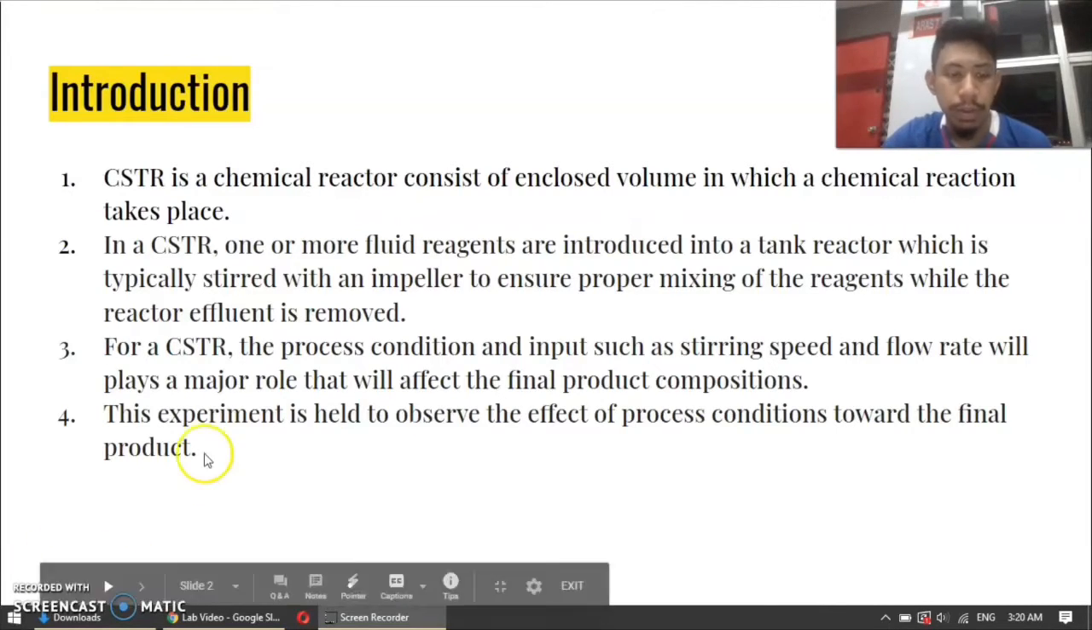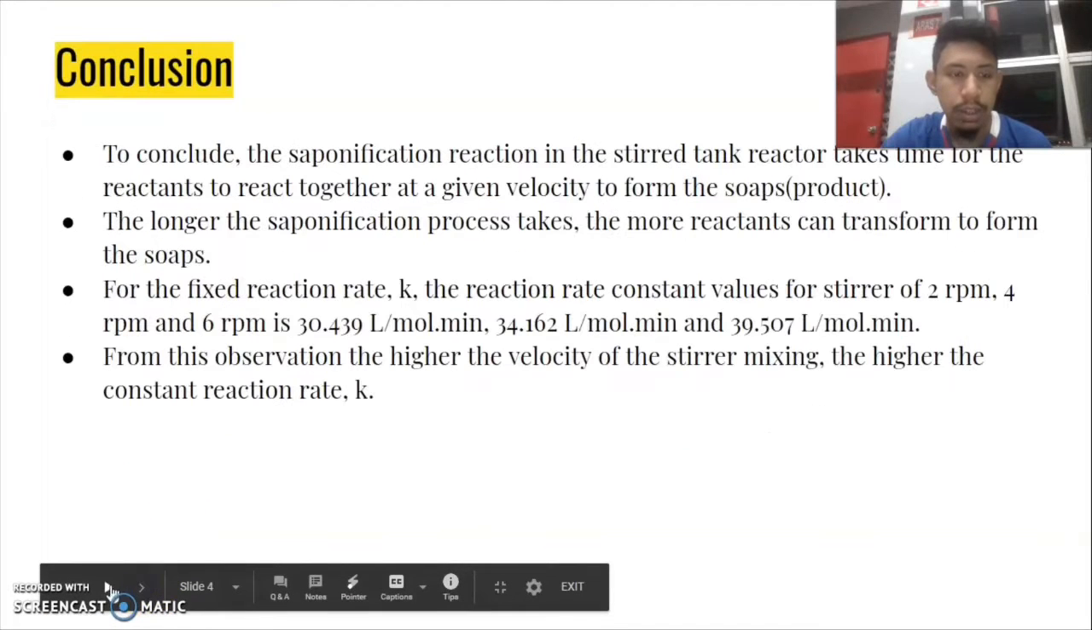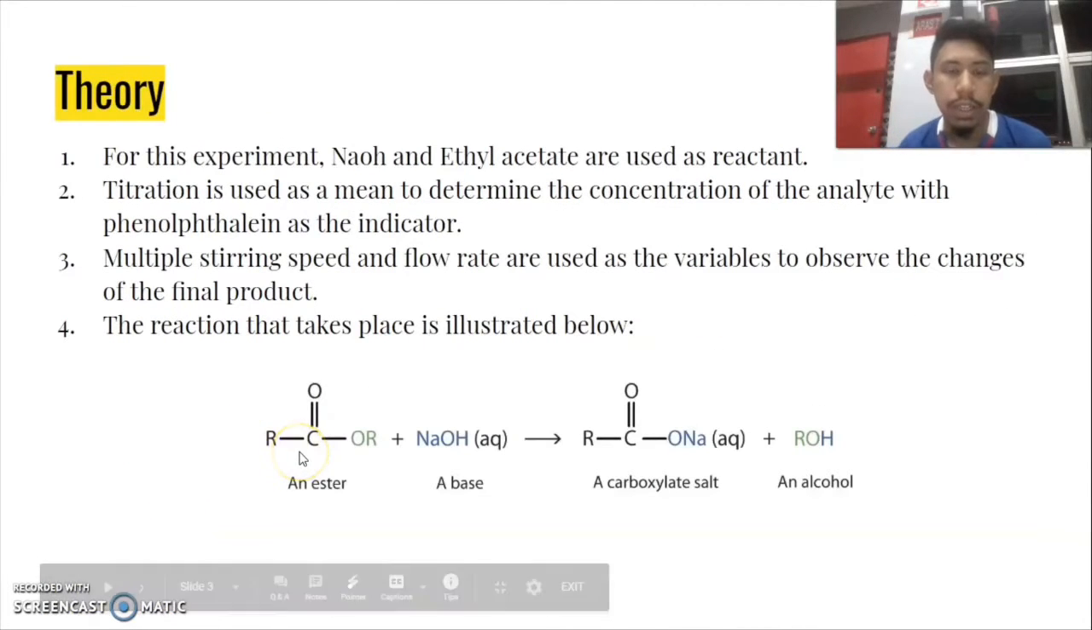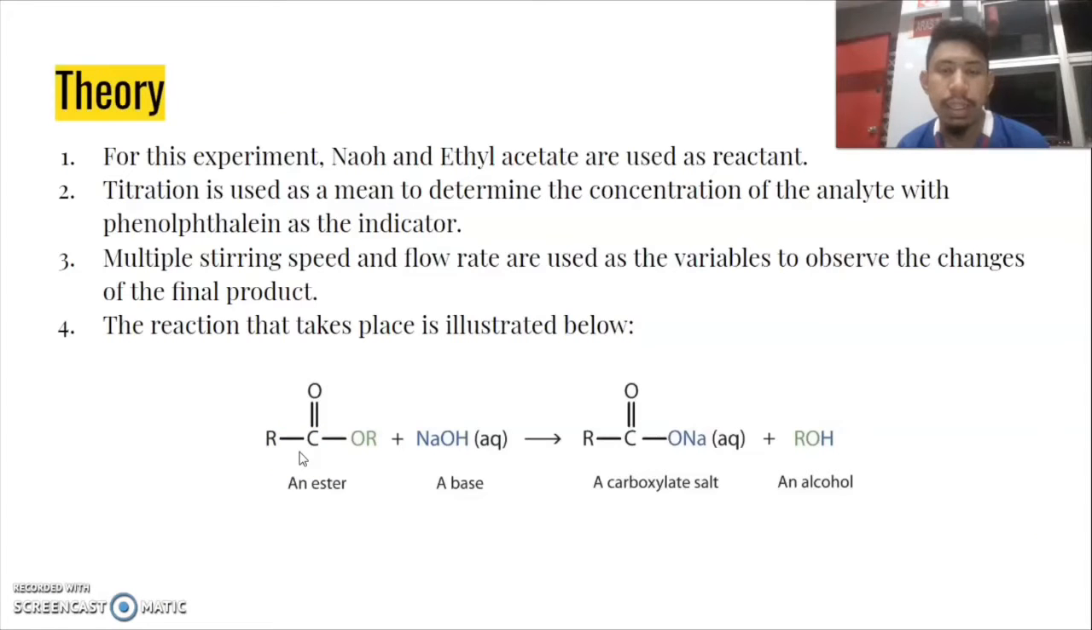So for the theory, for this experiment, NaOH and ethyl acetate are used as reactants. Titration is used as a means to determine the concentration of the analyte, with phenolphthalein as the indicator. Multiple stirring speeds and flow rates are used as the variables to observe the changes of the final product. The reaction that takes place is illustrated below, which is an ester reacting with a base to form a carboxylic salt and an alcohol. So that's all from me.